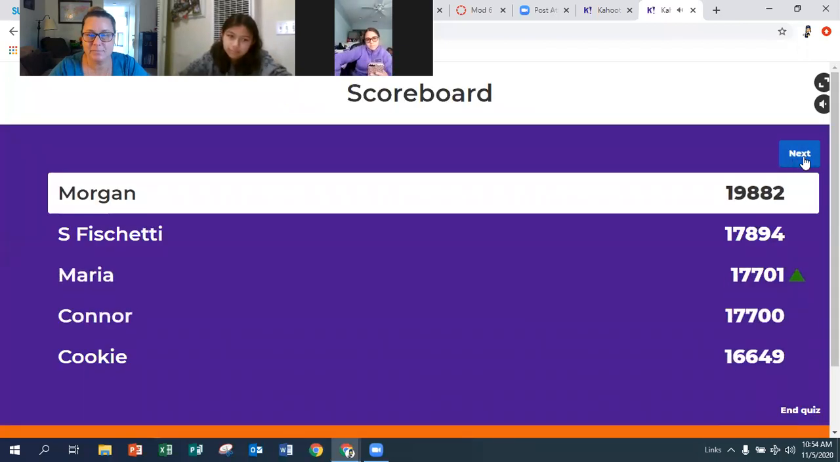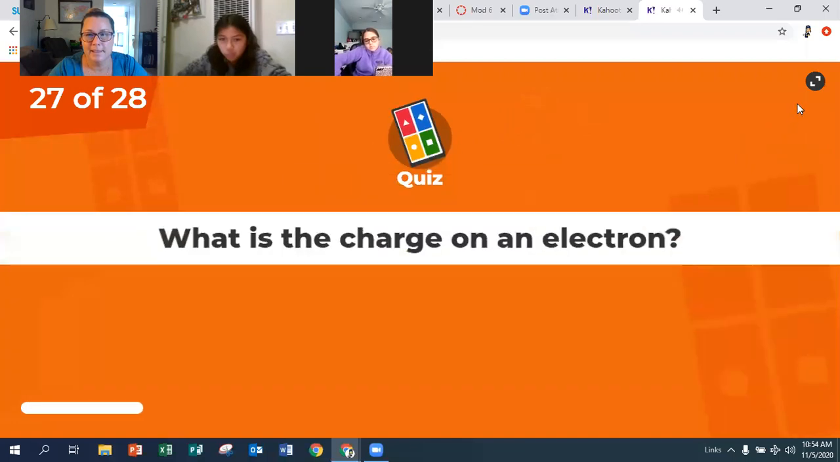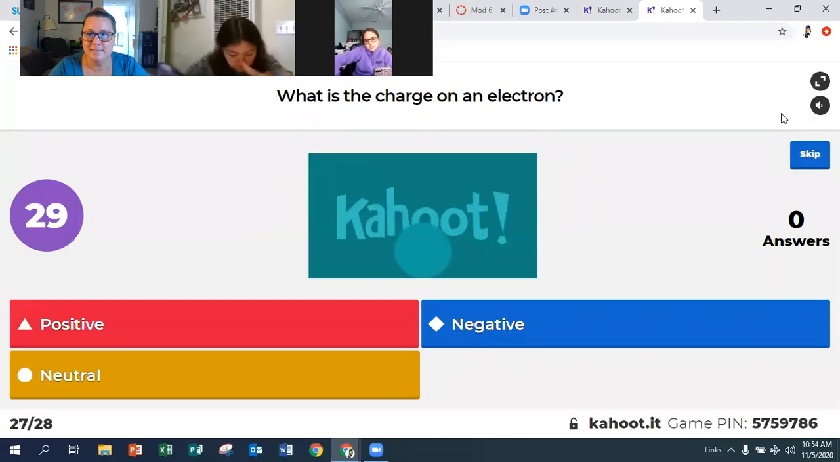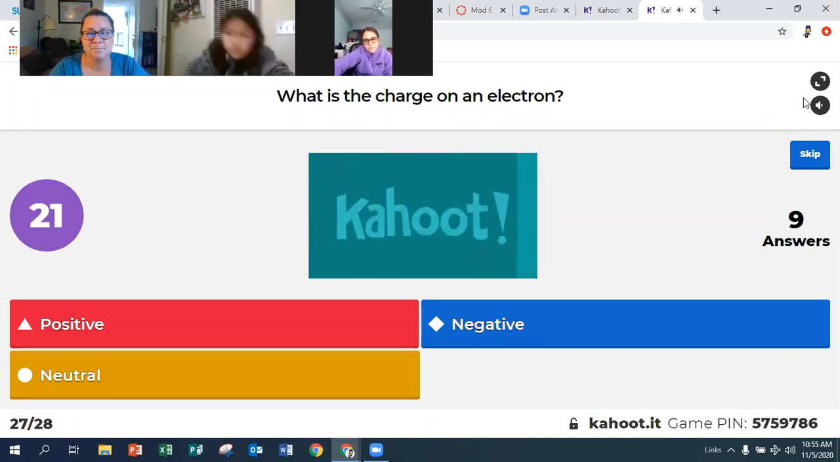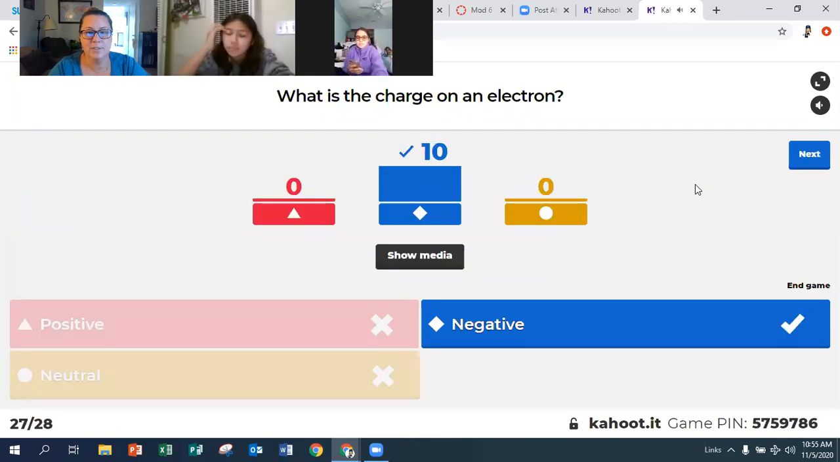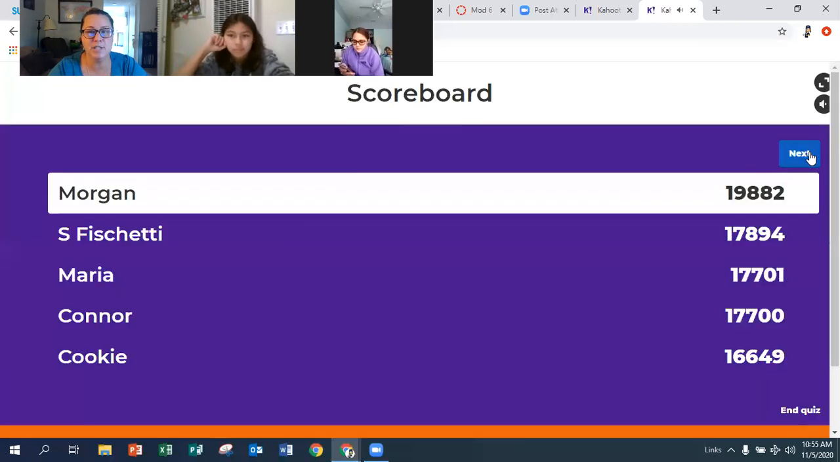Next question. Charge of an electron. If protons are positive, neutrons are neutral, electrons are... Electrons are negative. Good. Last question.